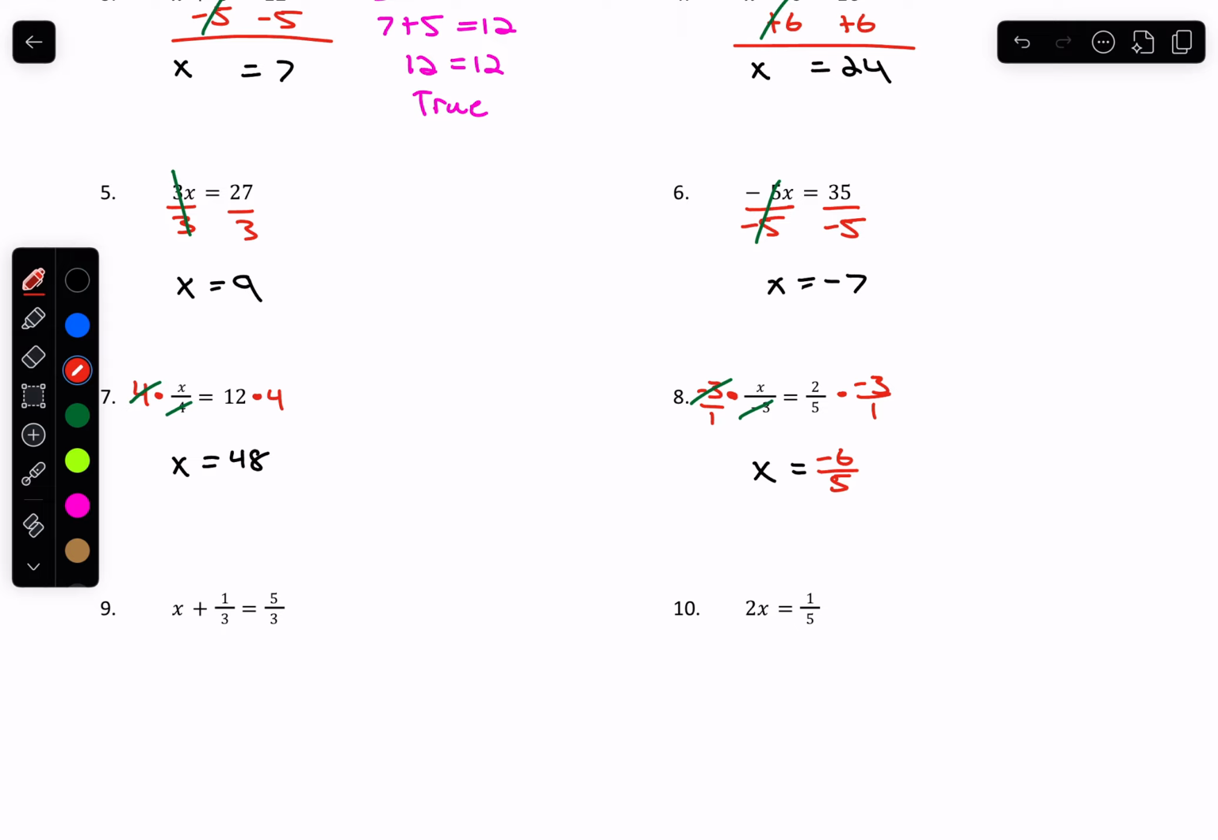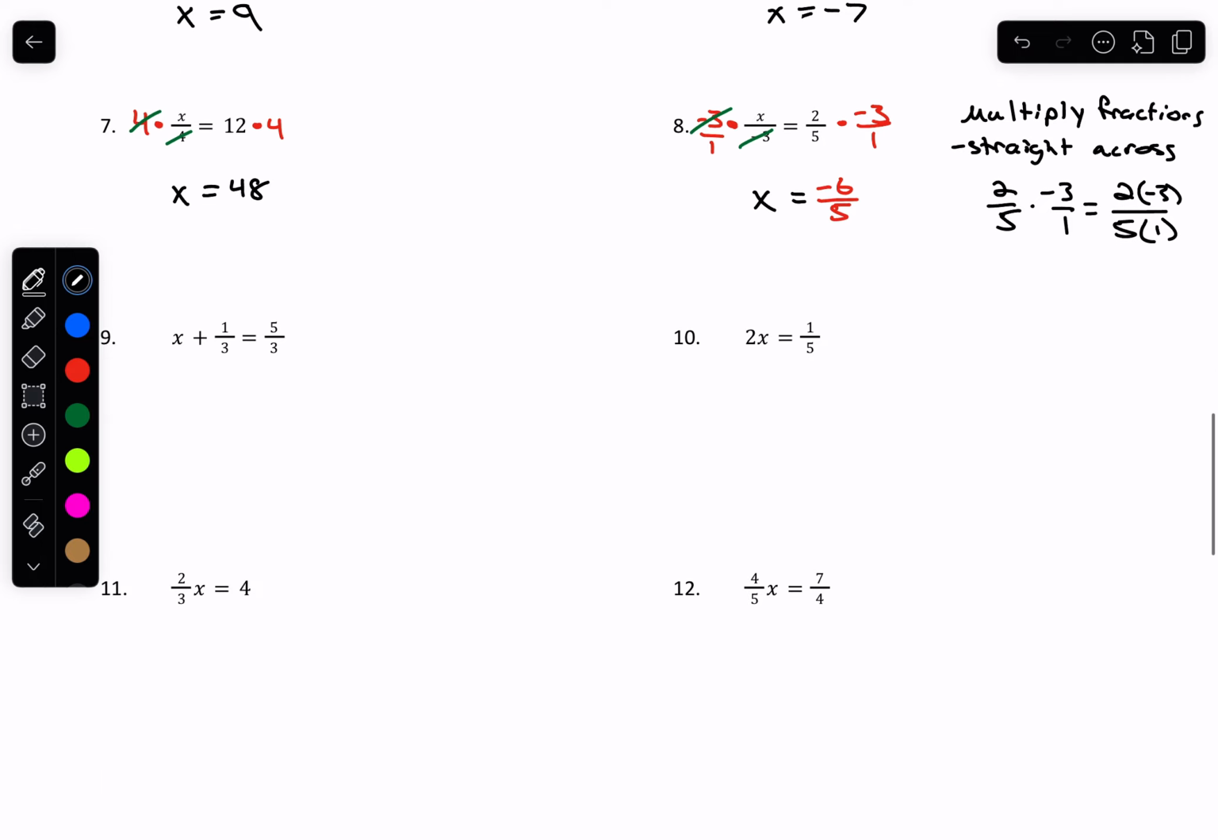And then we always check if that answer is fully reduced. In this case, that is fully reduced. x does equal negative 6 over 5. But if it wasn't, then we would just have one more step to make sure we write it in simplest terms. So just remember, to multiply fractions, we go straight across. So 2 over 5 times negative 3 over 1 equals 2 times negative 3 over 5 times 1. And that's how we get the negative 6 over 5.